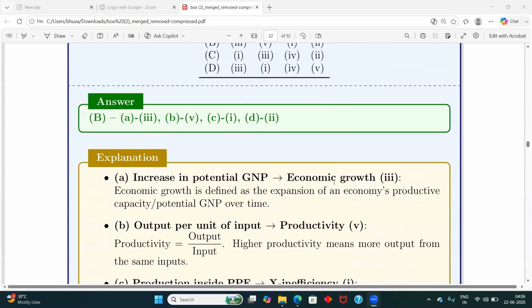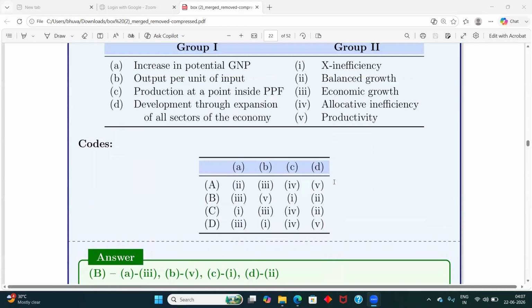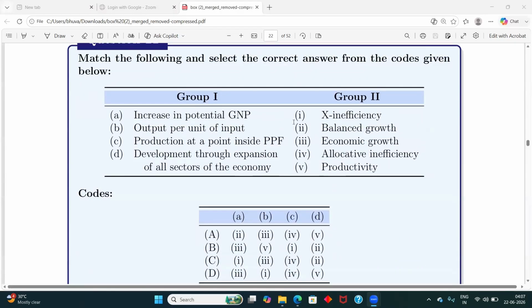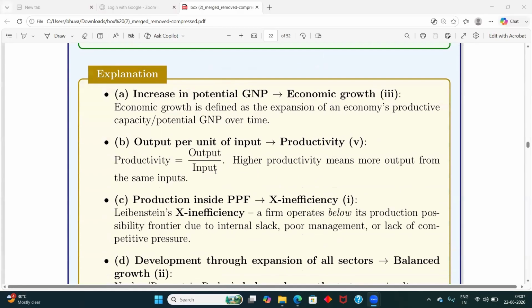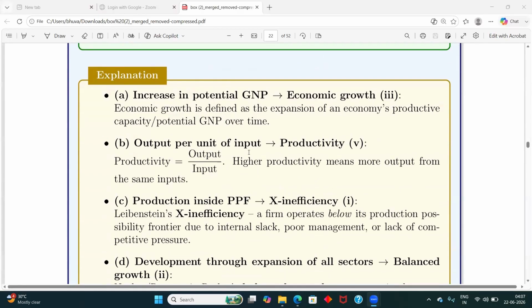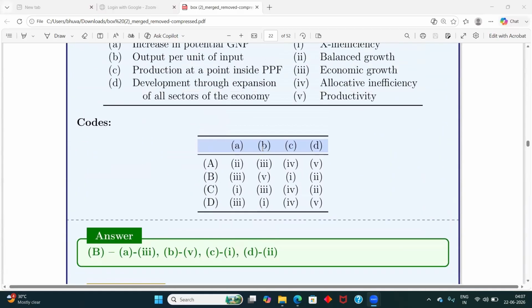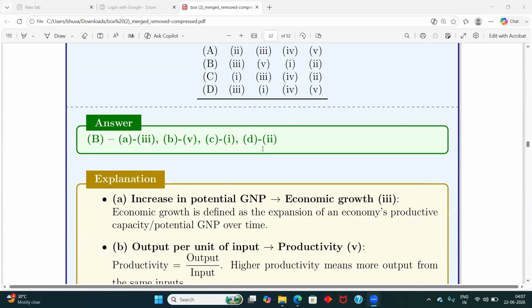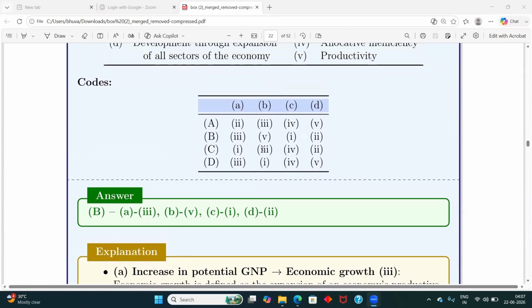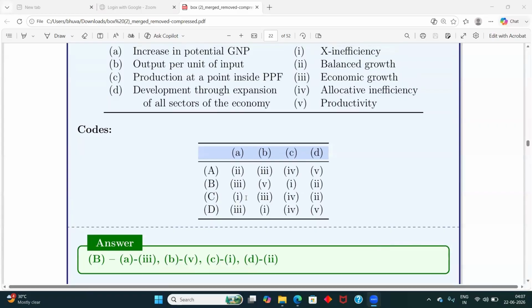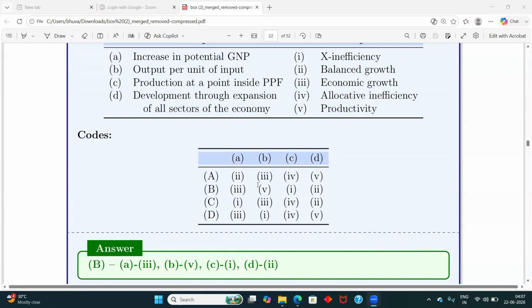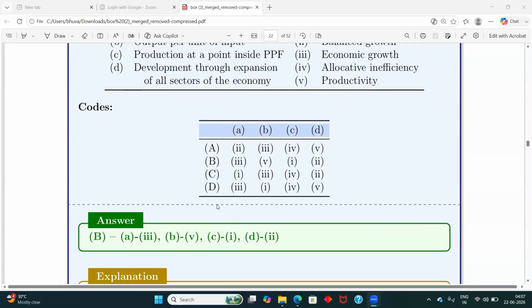Increase in potential GNP, it is economic growth. So the first one matches to the third. Output per unit of input, it is talking about productivity. So the second matches to the 5. Let's see the options. First one matches to 3 and second matches to 5. So we can use our trick. So the correct option is B. Let's see, option B is correct.